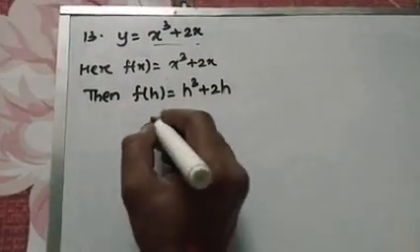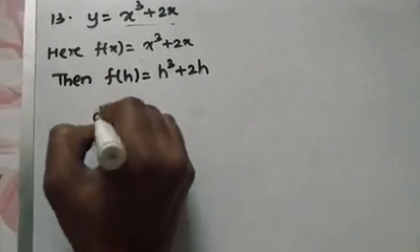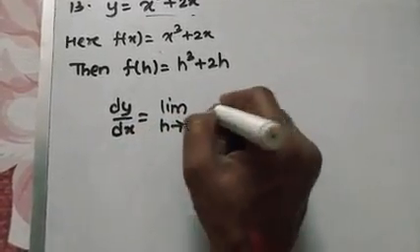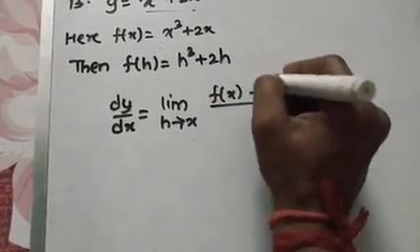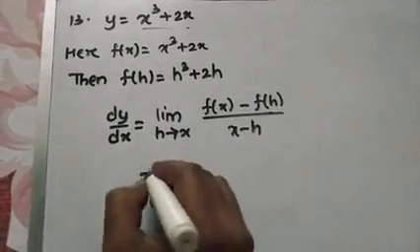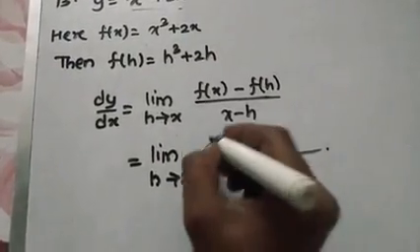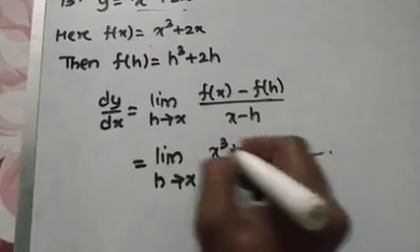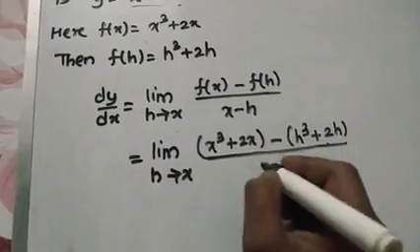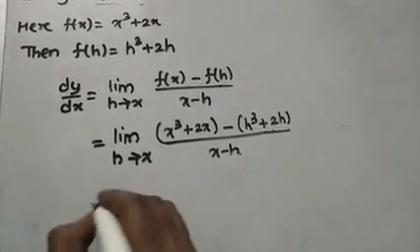So again you have to write by first principle of derivative. You have to write that line by first principle of derivative. dy by dx equals limit h tending to x, f of x minus f of h by x minus h. The same formula. Now we'll just put the values. f of x value is x cube plus 2x, f of h value is h cube plus 2h, by x minus h. I'm just putting the values, nothing else.